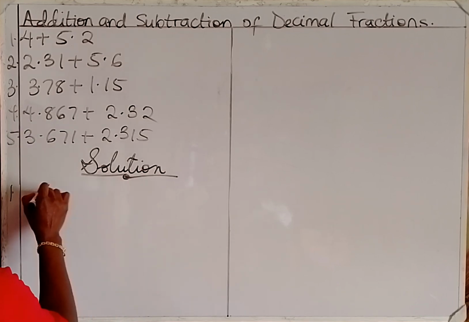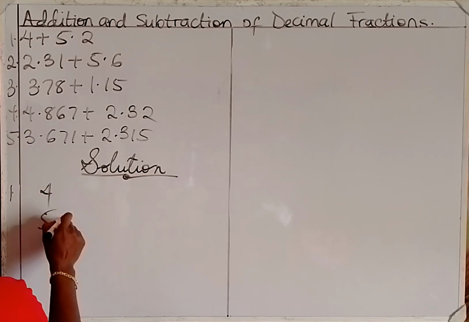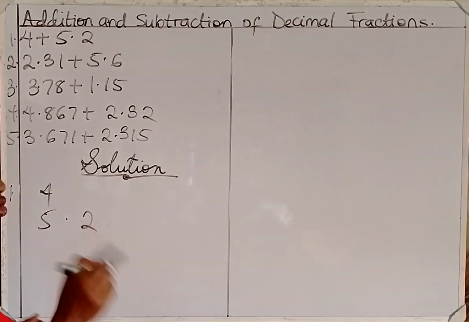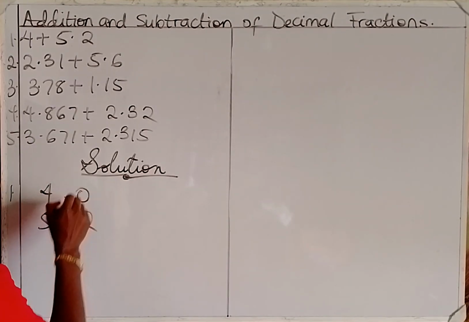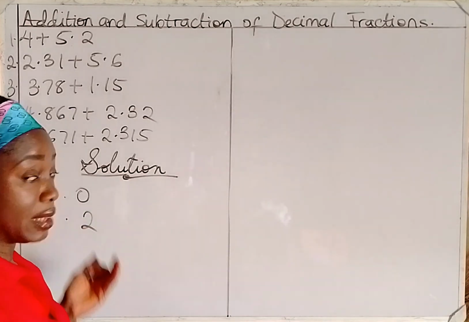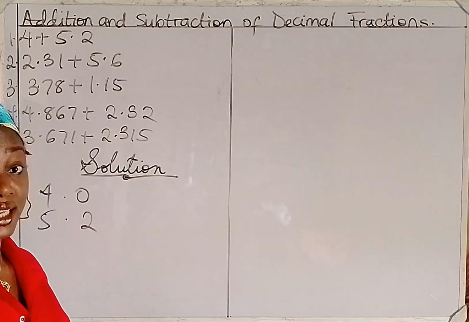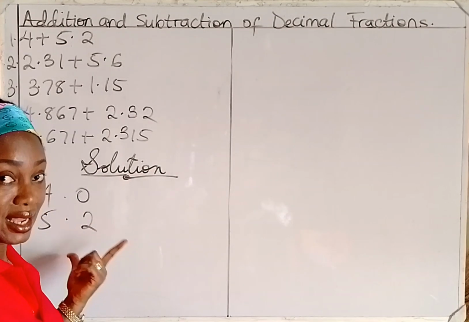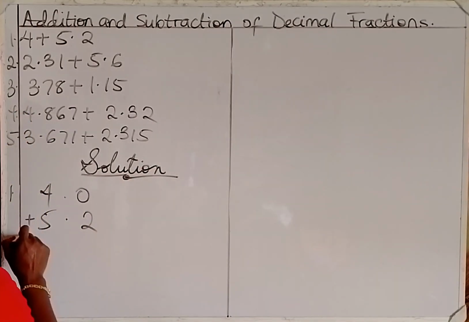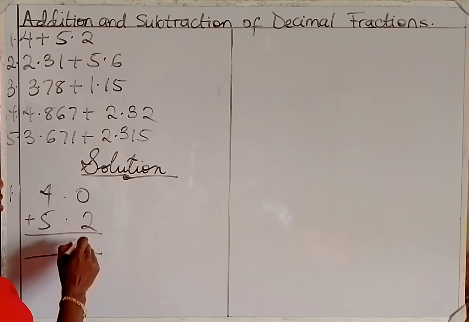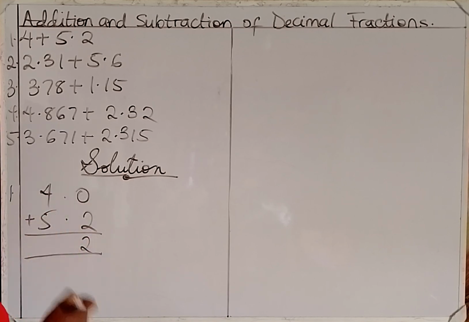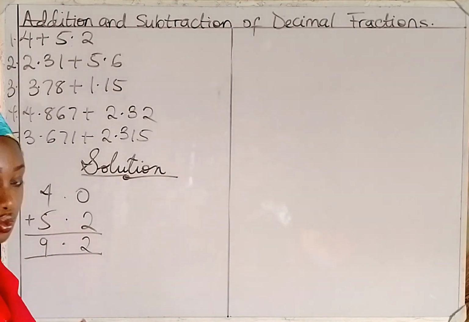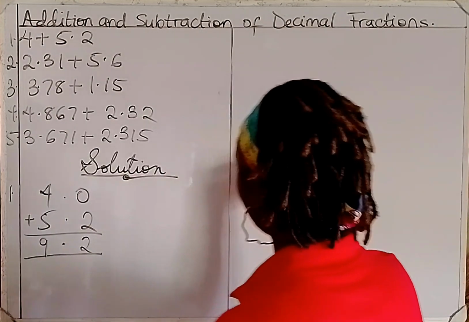Question 1, we have 4 plus 5.2. Now our 4 here is a whole number, right? So what we'll have to do is to put a decimal and add 0 to it. In some cases we can leave it blank, but for the benefit of those that don't understand how it is done and why a 0 is attached to it, they'll understand it better this way. So we add 0 plus 2 is 2, 4 plus 5 is 9. And then we'll put our decimal between 9 and 2. Okay? And that's that for question 1.